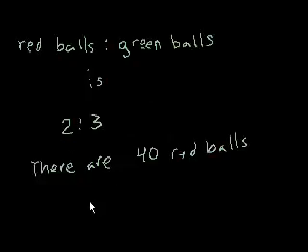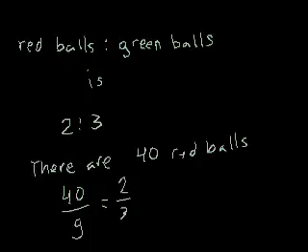Well, what we say is the ratio of red balls to green balls. So we know that there are 40 red balls, and then we want to solve for the number of green balls. That is equal to 2 to 3. And then we could just solve this. We just cross multiply. 40 times 3 is 120 is equal to 2g. And then we just solve. We just say g equals 60.